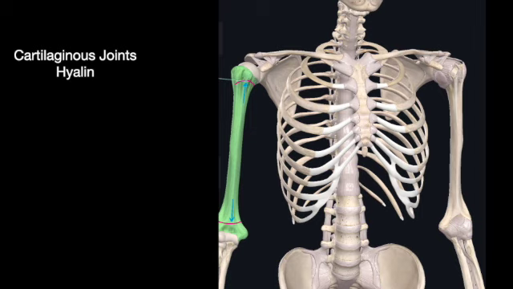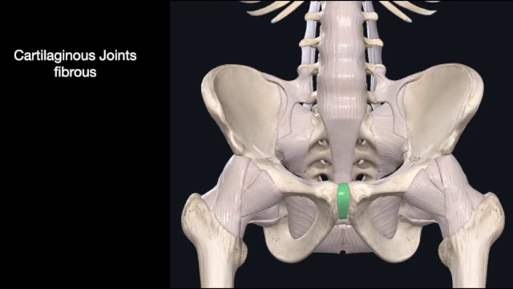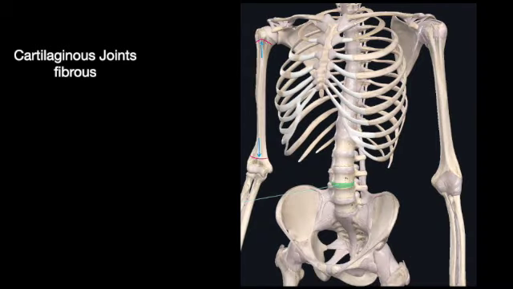Cartilaginous joints are either hyaline joints or fibrous joints. The hyaline joints are usually during our growth. They get later substituted by bones, and they are usually on both ends of the long bone. A typical fibrous joint would be the symphysis, like you see here in this picture, or an intervertebral disc.